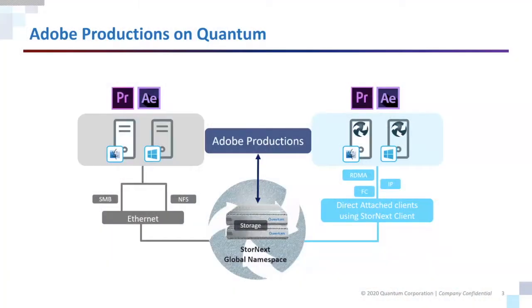Sorry about the mix-up there at the beginning, but I think we're moving on here. One of the first things we want to go over is a reference architecture that we put together for working with Adobe Productions. We're going to show the connectivity between direct attached clients, whether it's Fibre Channel, IP over RDMA, or DLC, which is our proprietary LAN client, or the traditional Ethernet connectivity with SMB or NFS. So this is all connected through a StorNext global namespace.